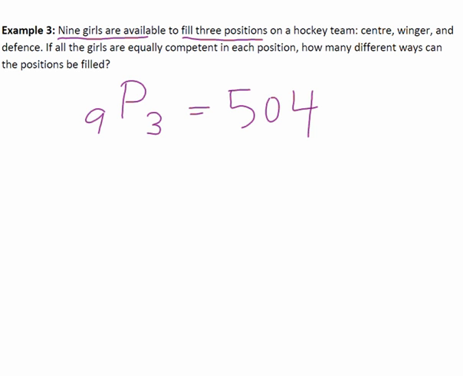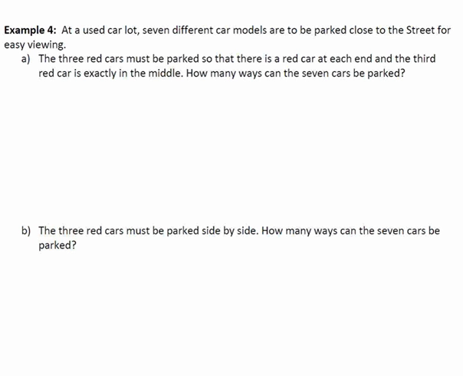All right. We're going to do a bit more of a challenge question here. No, we're not. There it is. Okay. At a used car lot, 7 different car models are to be parked close to the street for easy viewing.